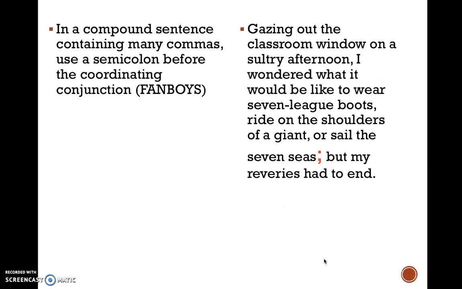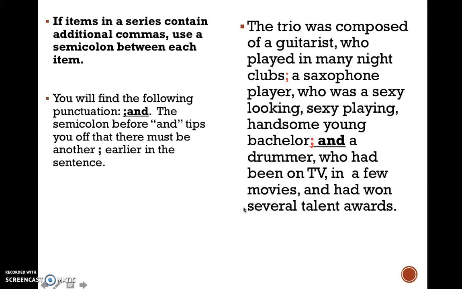All right, so in a compound sentence containing many commas, you need to use a semicolon before the coordinating conjunction. So, gazing out the classroom window on a sultry afternoon, I wondered what it would be like to wear 7-league boots, ride on the shoulders of a giant, or sail the 7 seas; but my reveries had to end. Notice that I already have a lot of commas, so it wouldn't make a lot of sense to put a comma here, even though normally when I use a coordinating conjunction, I would put a comma. But in this context, we use this semicolon because there are too many other commas. It gets confusing.